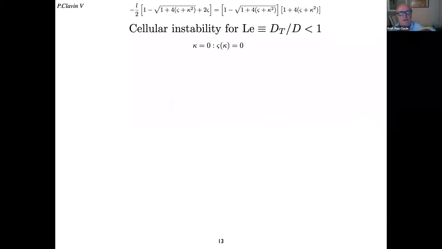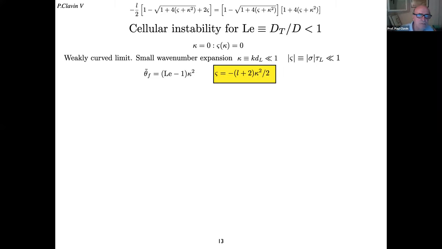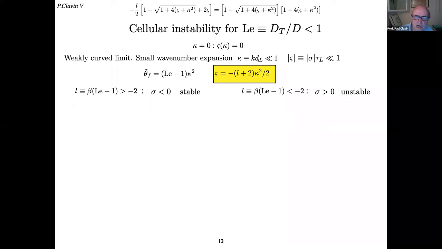Here is the equation written again. In order to see what the situation is, you look at the weakly curved limit, which means that you are looking at kappa small. What does that mean, kappa small? This means that the wavelength is large compared to the detonation thickness. So this is the limit that you are considering.